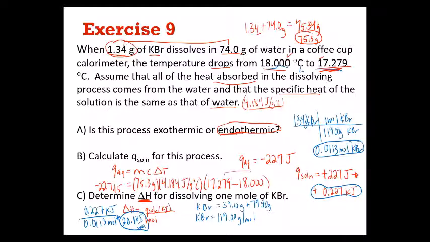Temperature drops, that's endo, okay? Delta H needs to be positive as well. So these things should match. Temperature dropping, delta H should be positive. Delta H is always positive for endothermic processes. Make sense?